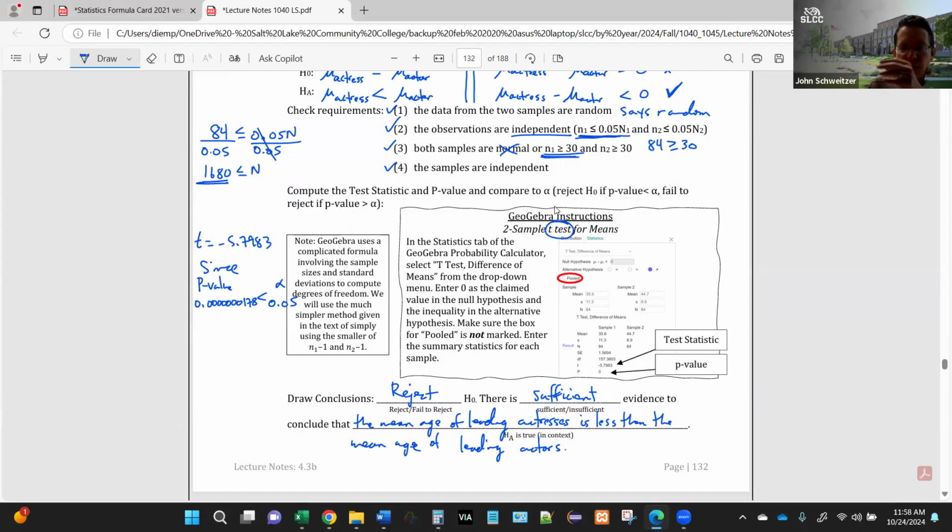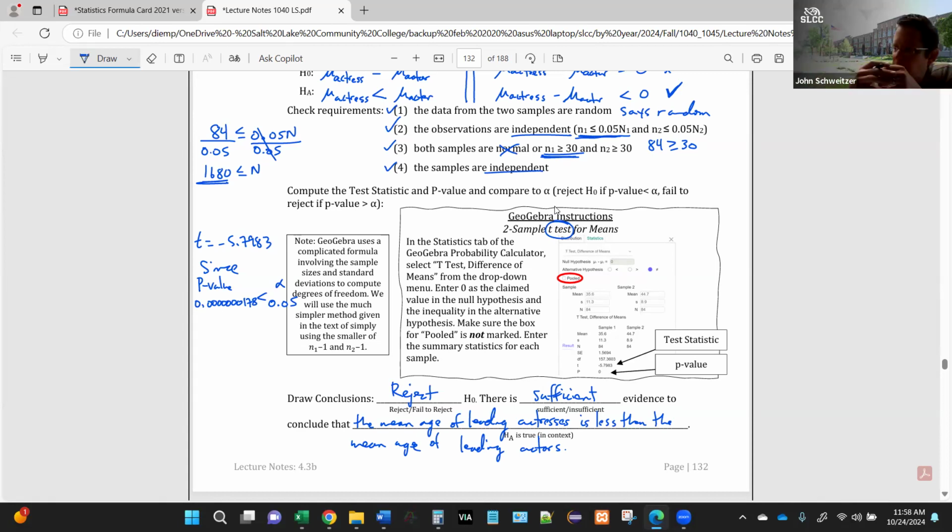The second kind of independence, and then you have to do the same for the females, for the actresses, is between the two samples. So we have to make sure that the two populations are separate, or more or less separate, and we don't want to get people from one sample in the other sample at the same time.